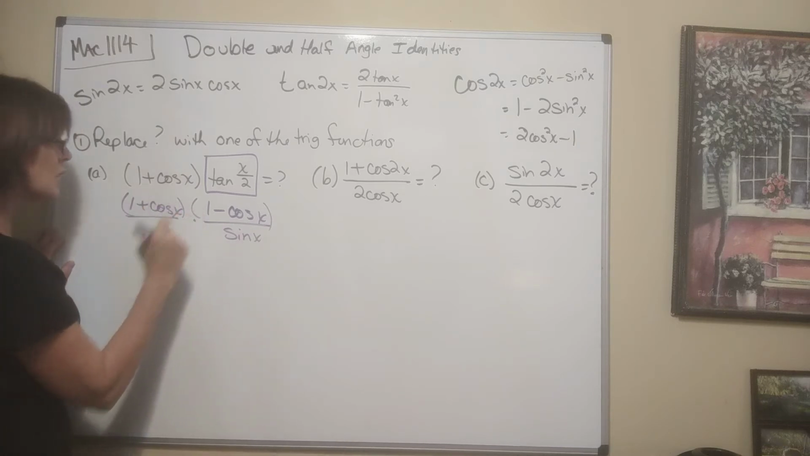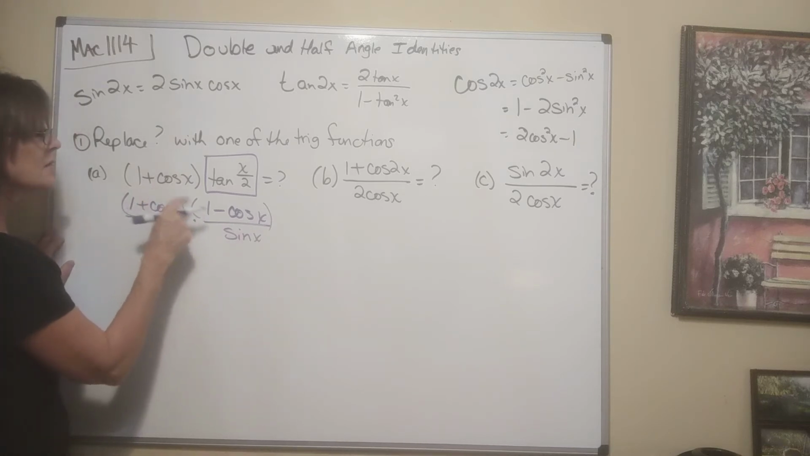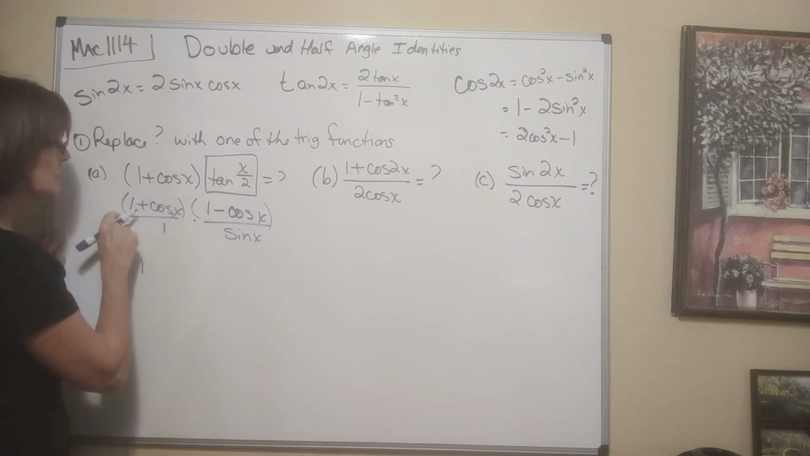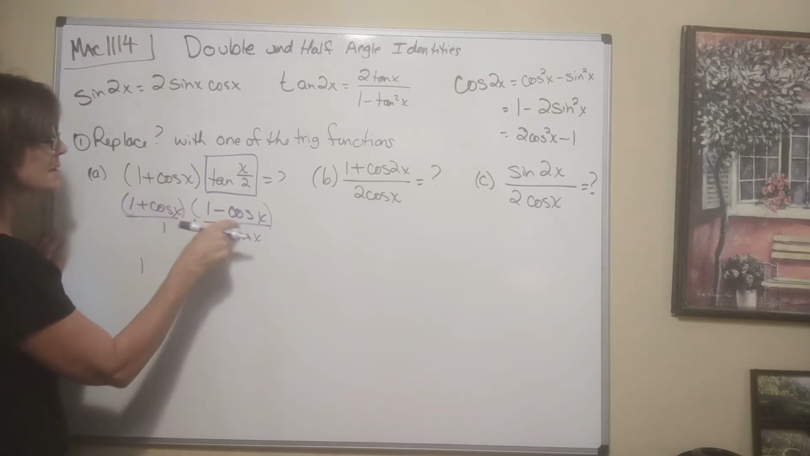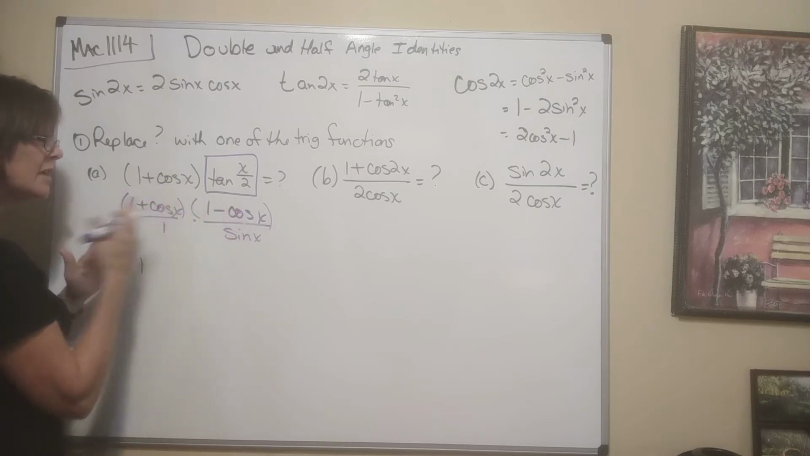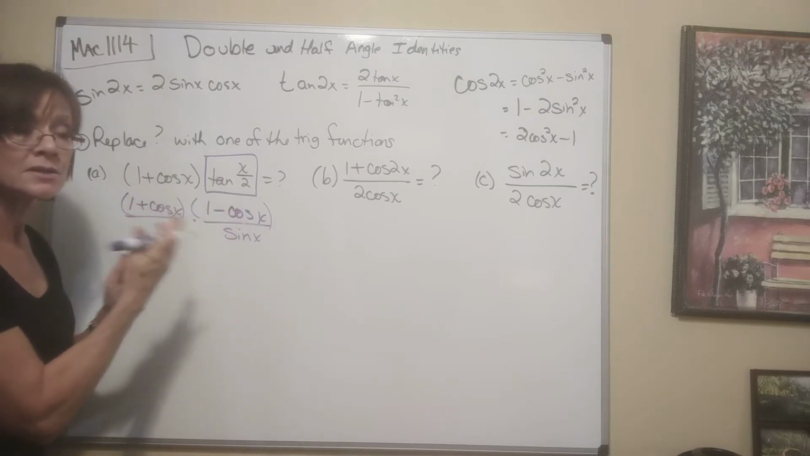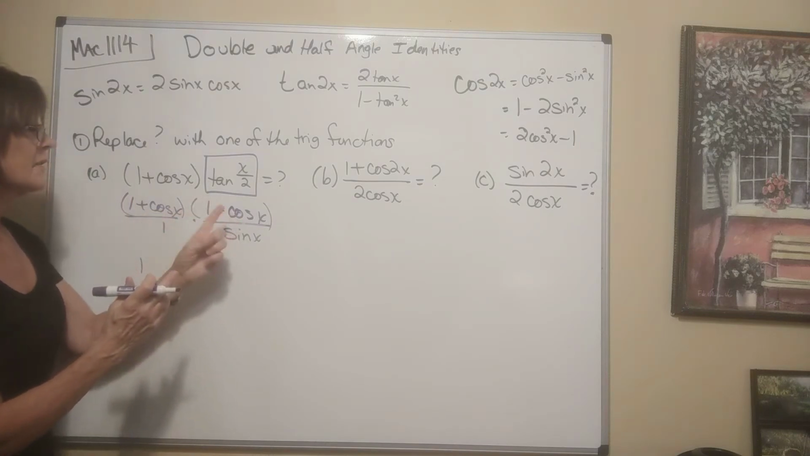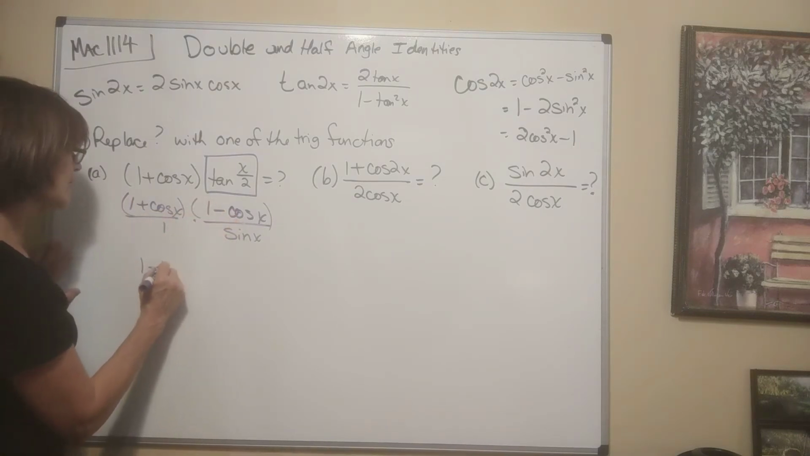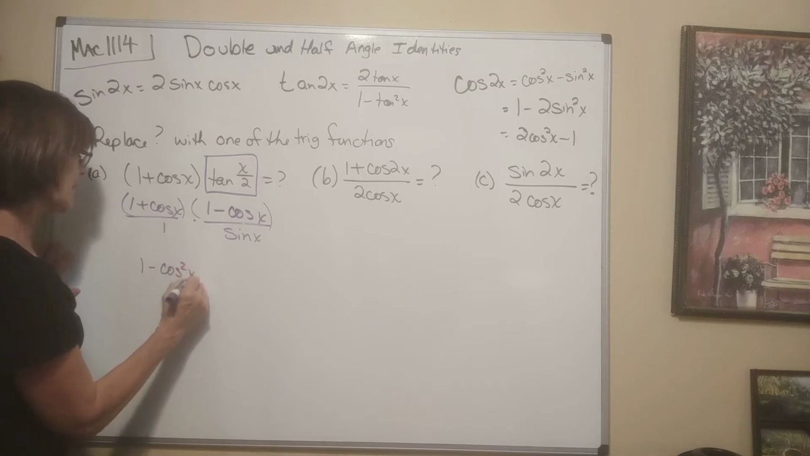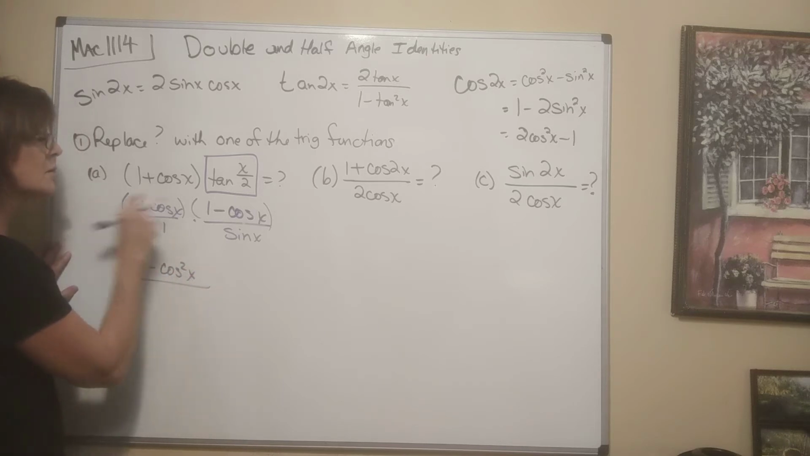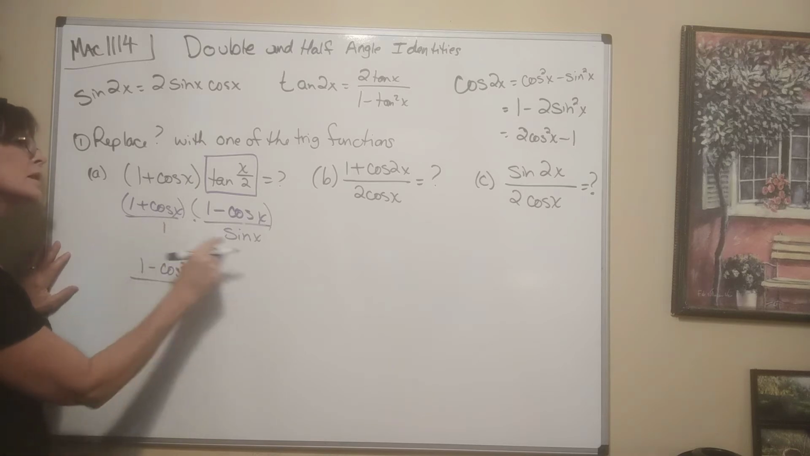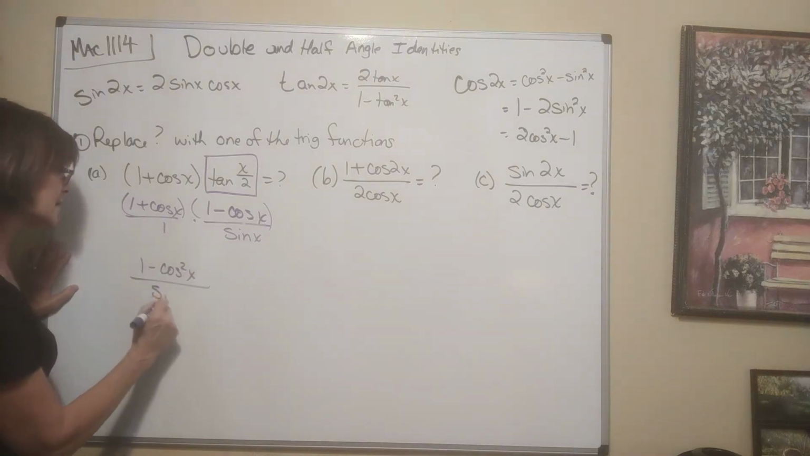So 1 times 1 is 1. Cosine of x times 1 is cosine of x, minus cosine of x times 1. The middle term, cosine of x plus negative cosine of x, will add to be 0 because that's what conjugates do. And then cosine of x times negative cosine of x is going to be negative cosine squared of x. So when I multiply this polynomial times this one, I get this. In the denominator, 1 times the sine of x is just the sine of x.